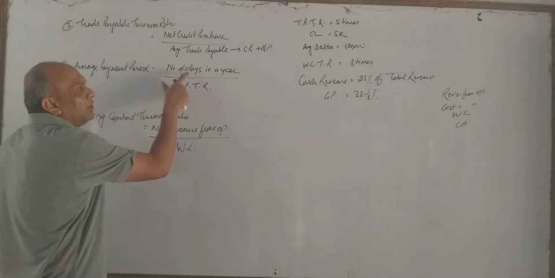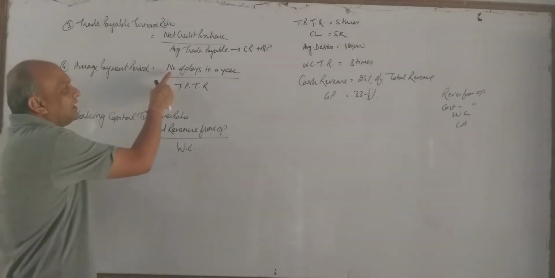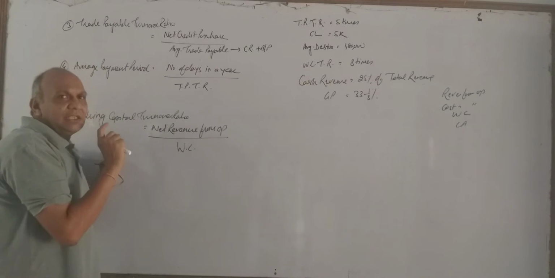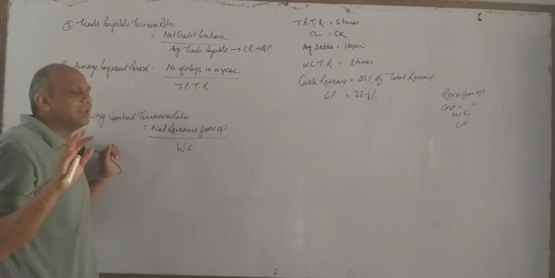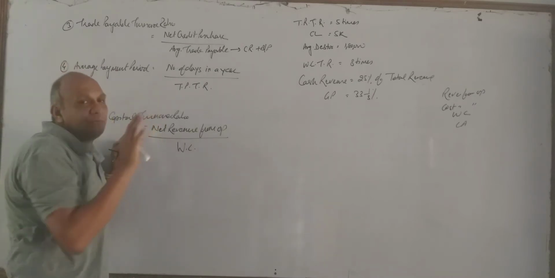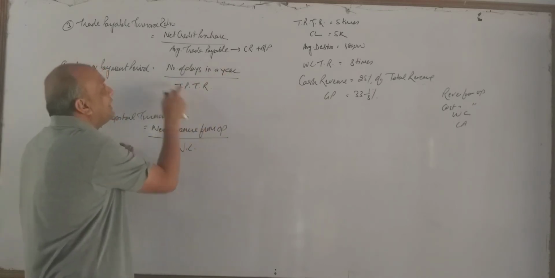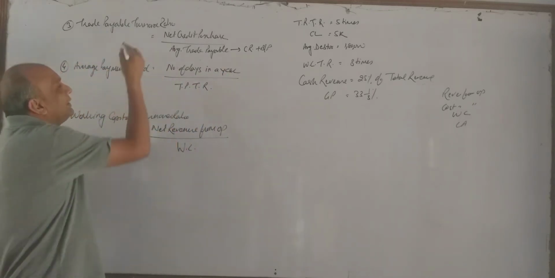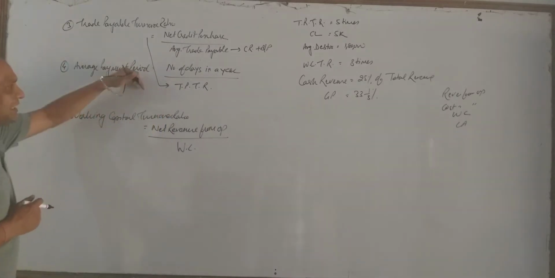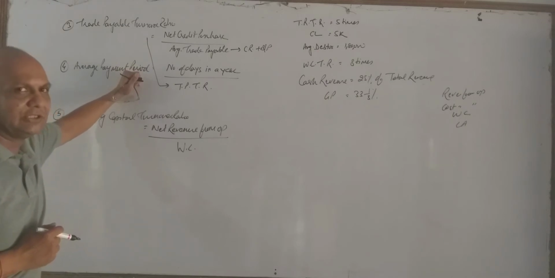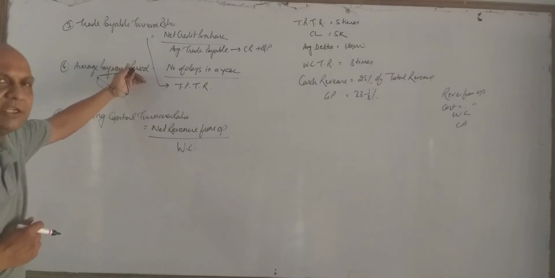The formula is number of days in a year. If someone is asking the answer in months, we will take the number of months in a year. If in weeks, the number of weeks in a year. It depends on what the question is asking. If we want to calculate in days, it will be number of days in a year divided by trade payable turnover ratio. So this will tell us in how many days we are paying money to our creditors. Numericals for these two topics you are going to do yourself. I will not solve them on the board.